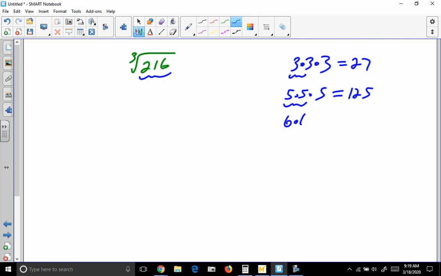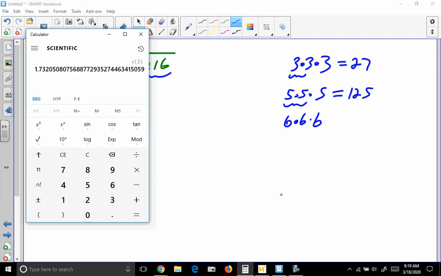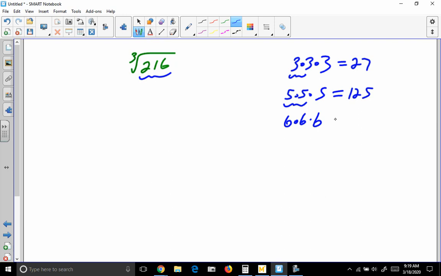So let's try 6. 6 times 6 is 36. And if we do that times another 6, we get 216. So the cube root of 216 is 6. So it's good to carry around numbers that are perfect cubes. And we talked about that when we were factoring difference and sums of cubes. We probably didn't quite make it up to 216, but 216 is a perfect cube. It is 6 to the 3rd power.